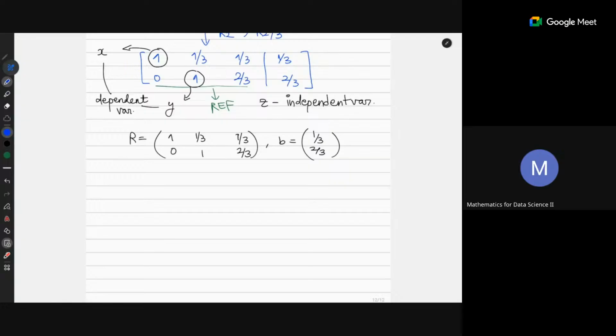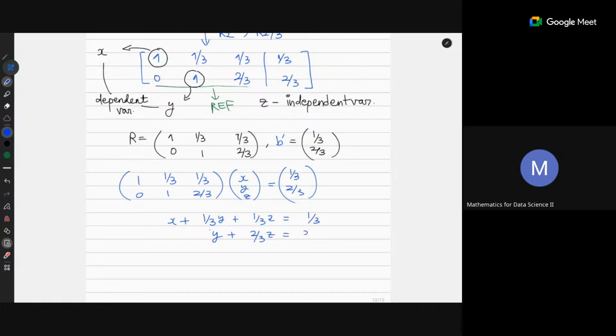Okay, so you have this matrix. Now you have B prime. You don't have the same matrix. You have B prime. So now let me write down the system of equations, which is 1, 1 by 3, 1 by 3, 0, 1, 2 by 3, times x, y, z equal to 1 by 3, 2 by 3. Now what is the corresponding equation? So it will be x plus 1 by 3 y plus 1 by 3 z equal to 1 by 3, and then y plus 2 by 3 z equal to 2 by 3.